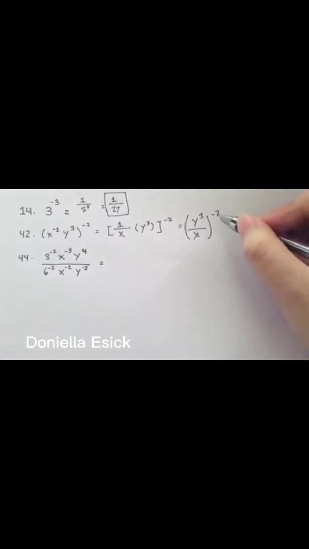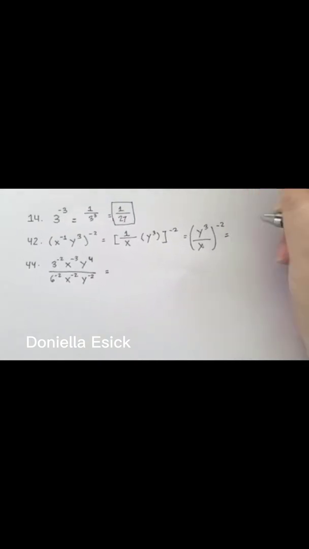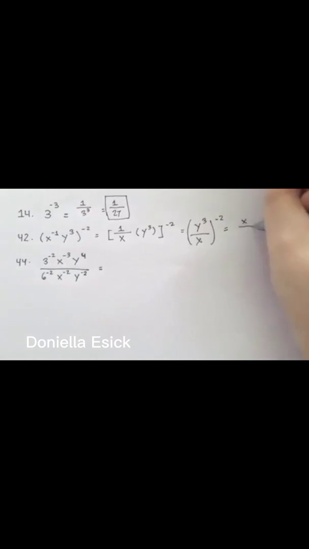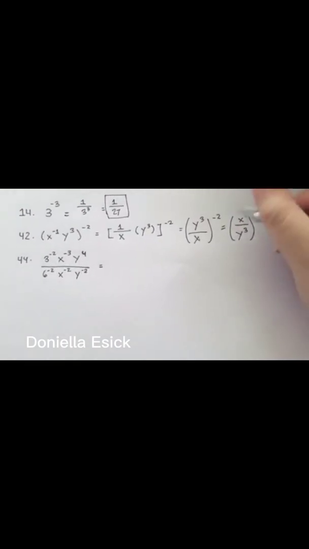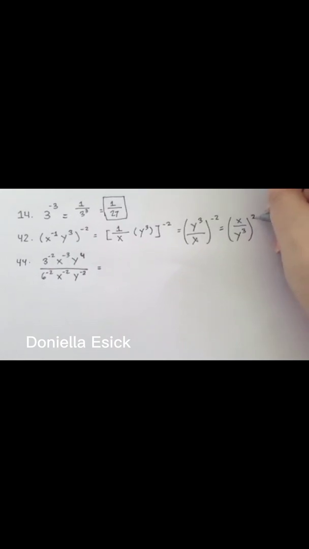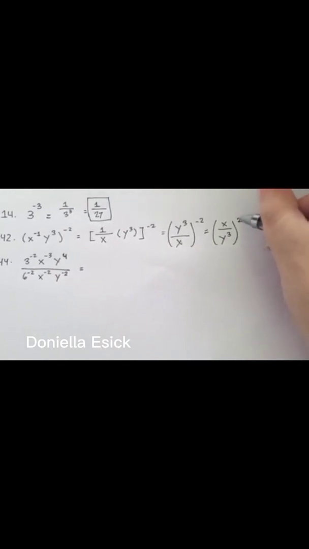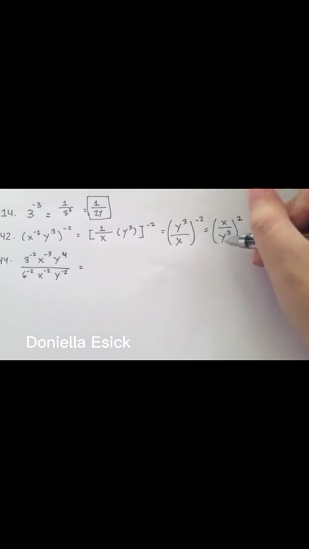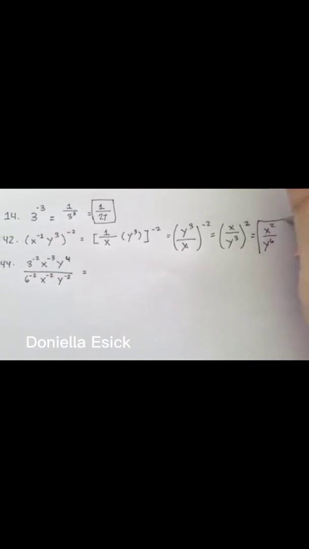So since negative man siya nga exponent, we're going to get its reciprocal. So x over y raised to the power of 3, and then copy the exponent negative 2, pero mahimo na siyang positive. So positive 2, and then distribute the exponent 2 to x and y raised to the power of 3. So the final answer is x squared over y raised to the power of 6.